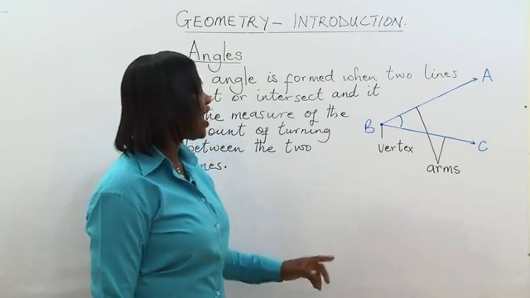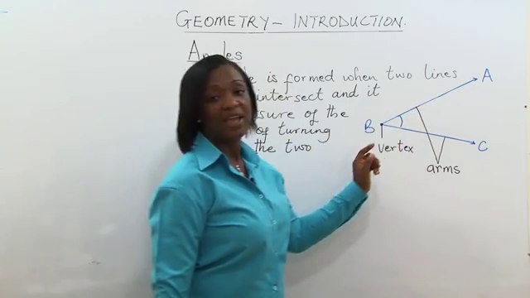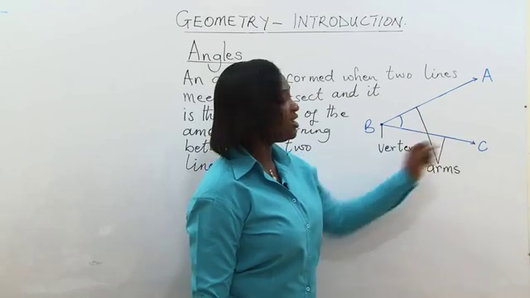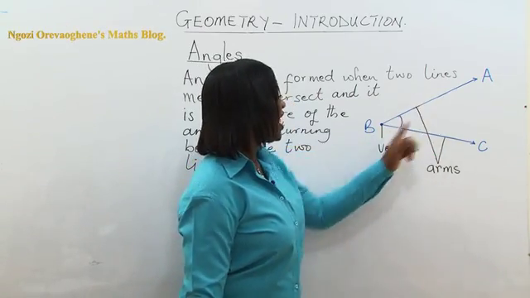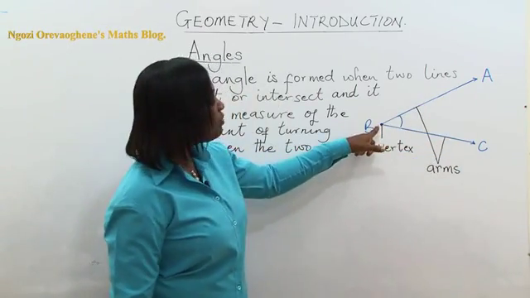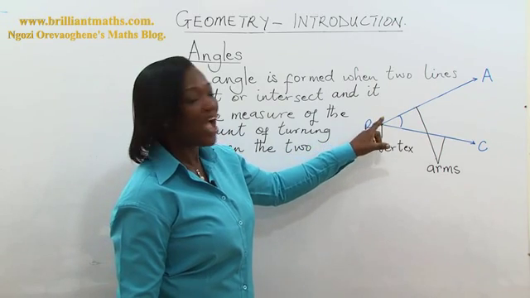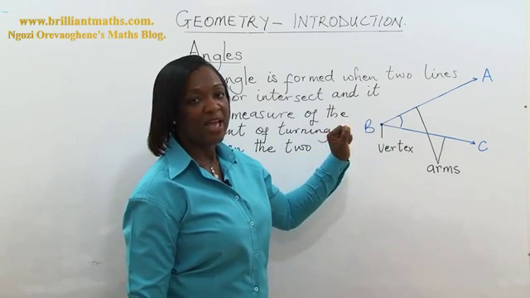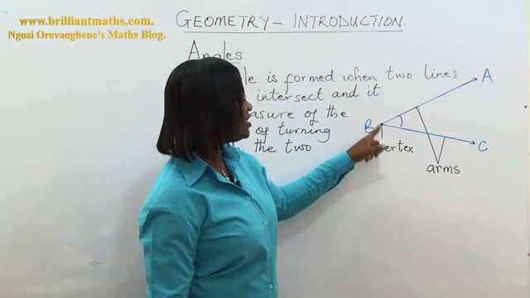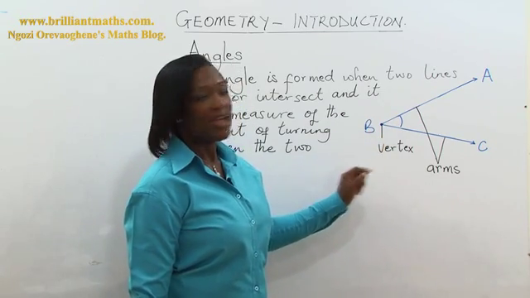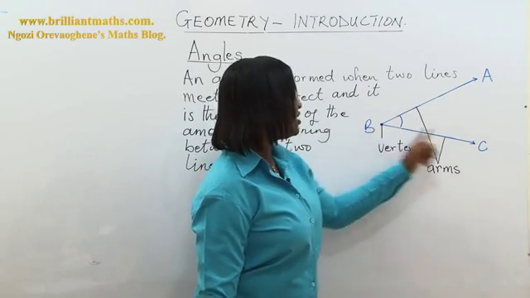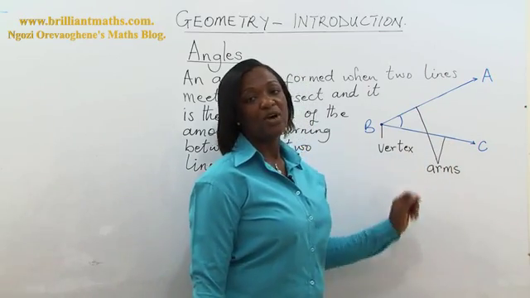For example, we have line AB and line BC. Line AB and line BC meet at point B. So the angle is formed there. And the point where the two lines meet is called the vertex. Line AB and line BC are called the arms of the angle.